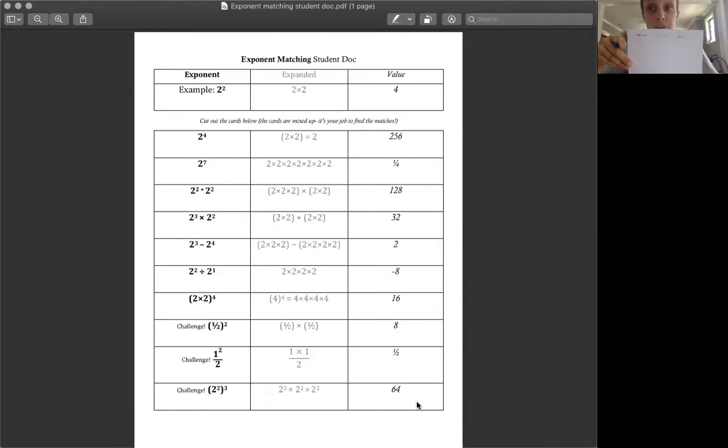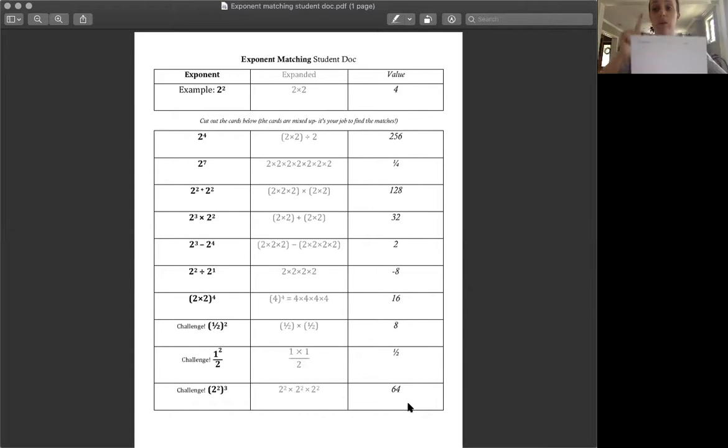Now, for the rest of your examples, though, they're mixed up. You're going to have to look at all of these exponents, and notice that I put 3 challenges down at the bottom. You're going to have to figure out which of the gray expanded forms match with that exponent, and which of the black italicized values equal what that exponent equals. So let's do another example that doesn't have a 2 in it so that we can make sure we're all on the same page. What if I gave you the exponent 3 to the 4th power?